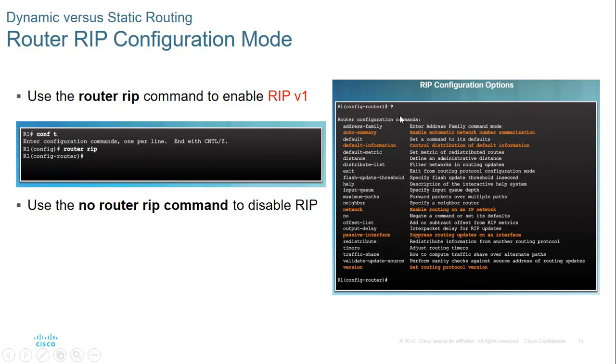If you put the question mark here, you would see what else you can do within that prompt. And the commands in the orange color are the ones we will be using in this lesson. If you make a mistake, like you spelled it wrongly, or you put up a wrong network address, it doesn't matter, just say no router RIP. No router RIP will disable RIP, and then it will not be in your running config anymore.